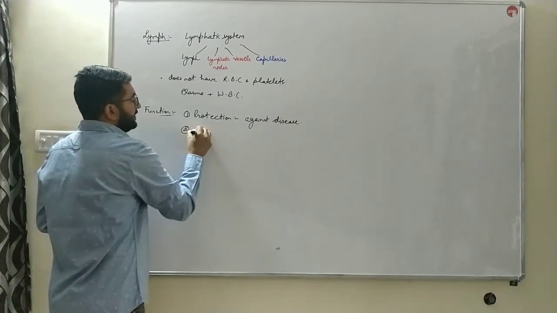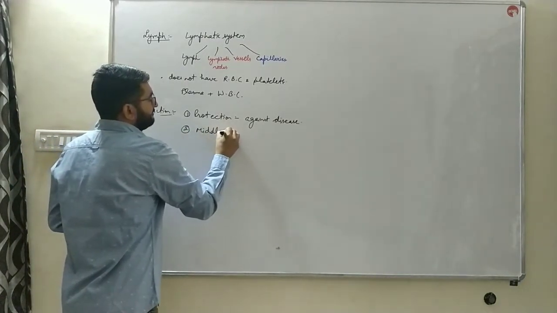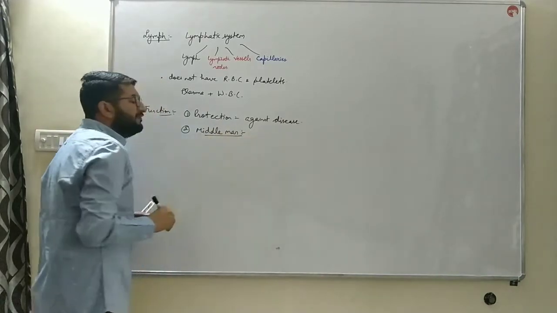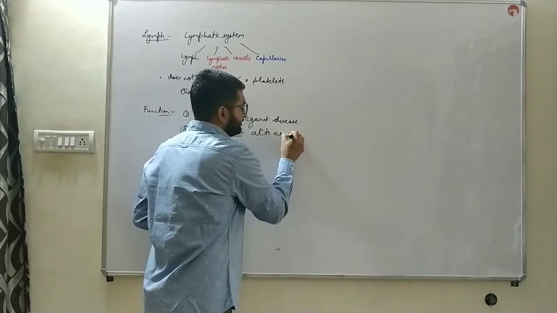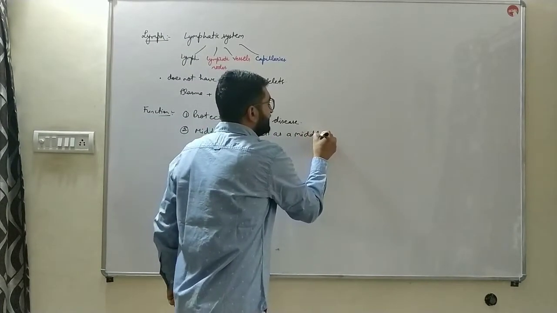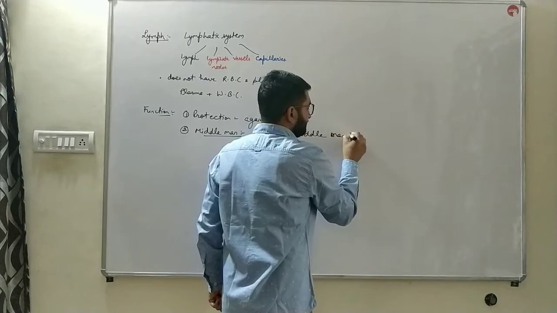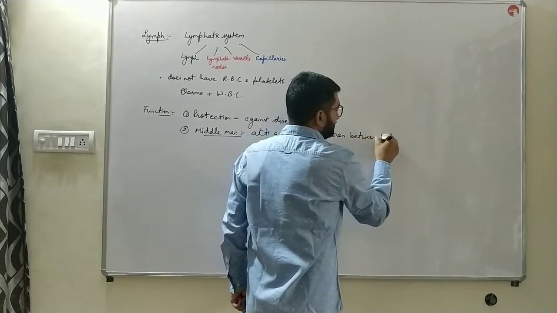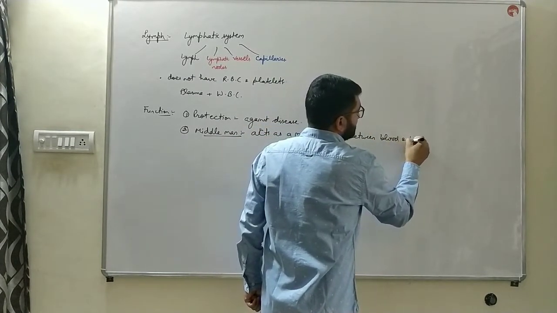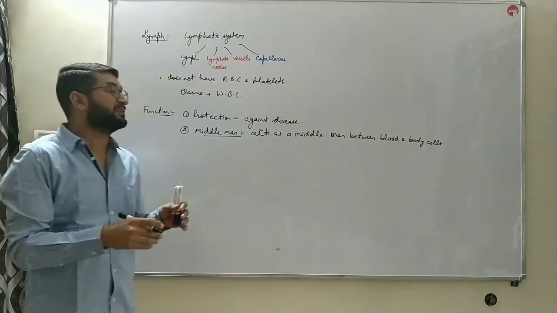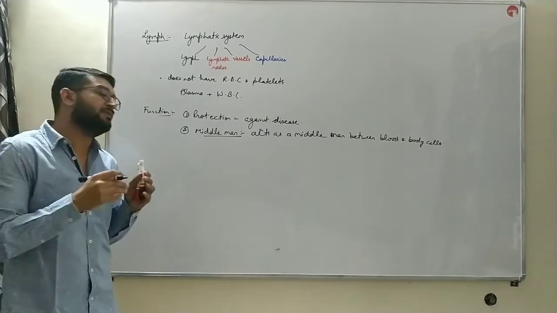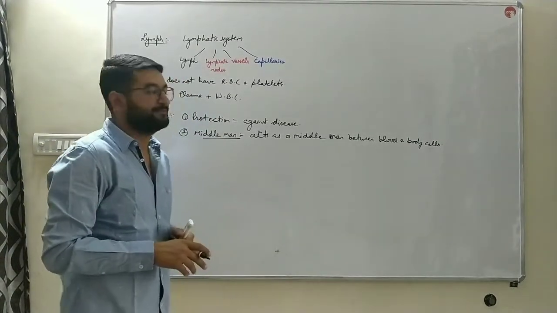Second one is middleman. Lymph acts as a middleman between the blood and body cells. It makes the exchange of materials pretty quick between the body cells and the blood.